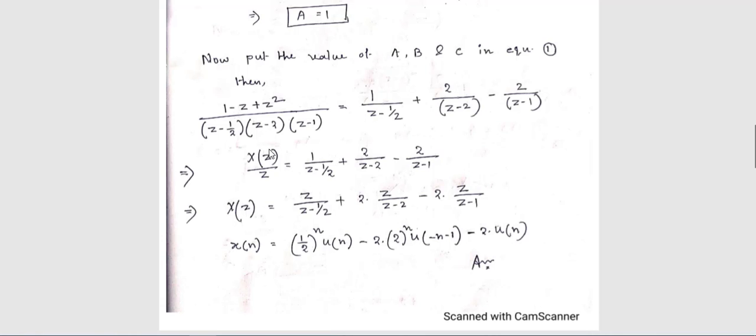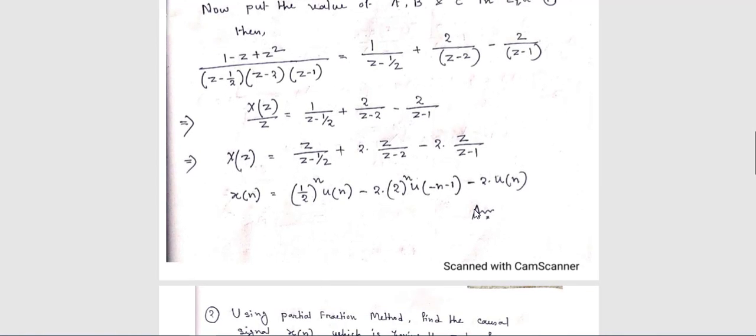Okay. Again this part is equal to what? Xz by z. So Xz by z is equal to this. Now Xz is equal to what? Z by z minus half, plus 2, which is constant, times z by z minus 2, minus 2 into z by z minus 1. Now what will be your xn? Your xn will be this. How can you say this is the value of xn?